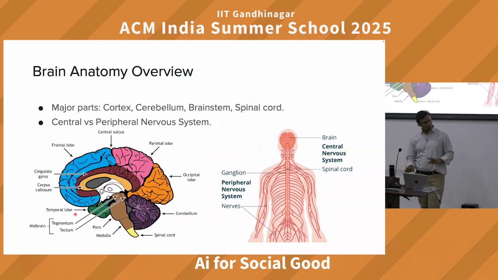So we'll go a bit about brain anatomy, because today what we'll be discussing is the application aspect, but we need a bit of a baseline. You guys might already know about this. The brain has major components: cortex, cerebellum, brainstem, spinal cord. There's a central system, peripheral system. There are different lobes of the brain: occipital at the back, parietal on the top, frontal in the front, temporal on the side. There's something called the cerebellum.